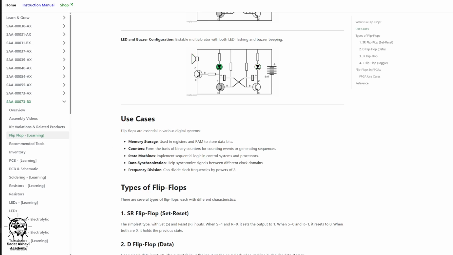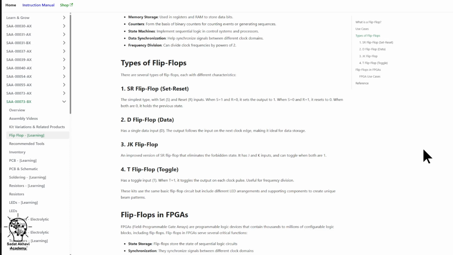There are different types of flip-flops than we discussed above. Here is the list of other flip-flops, which have their own applications and use cases.